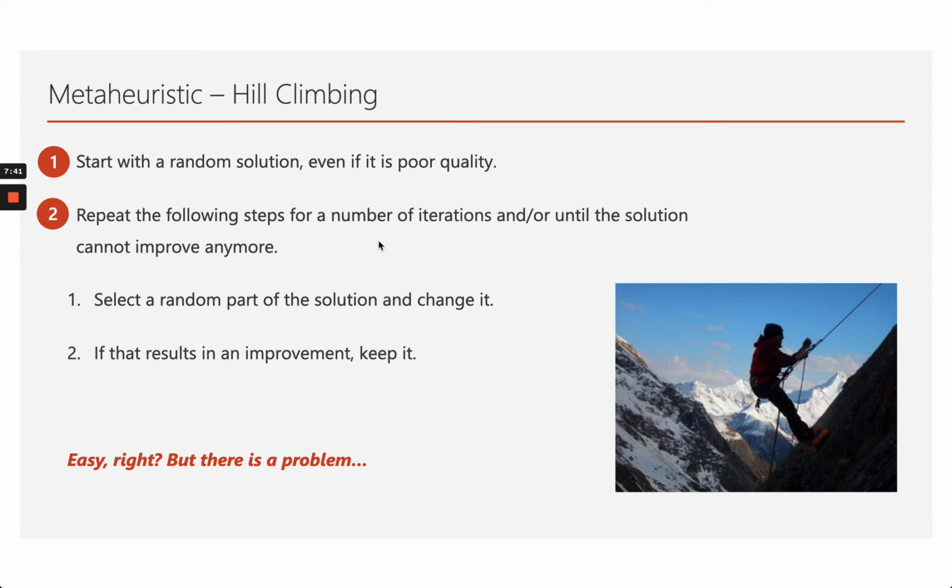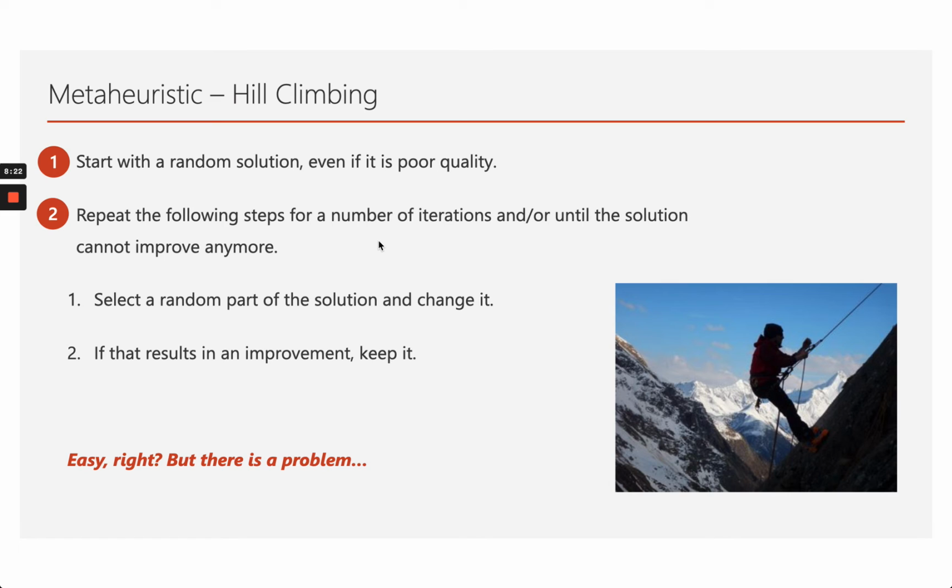So you're going to start with a random solution, even if it is poor quality. And you're going to repeat the following steps for a number of iterations until the solution cannot improve anymore. You're going to select a random part of the solution and change it. If that results in an improvement, you keep it. Easy enough. And this is a very foundational algorithm, and one that things like gradient descent are based off of, a lot of the ideas that this presents. So again, it's very simple. You just repeatedly change random parts of a solution. If those changes result in improvements, you keep them. Otherwise, you revert it back.